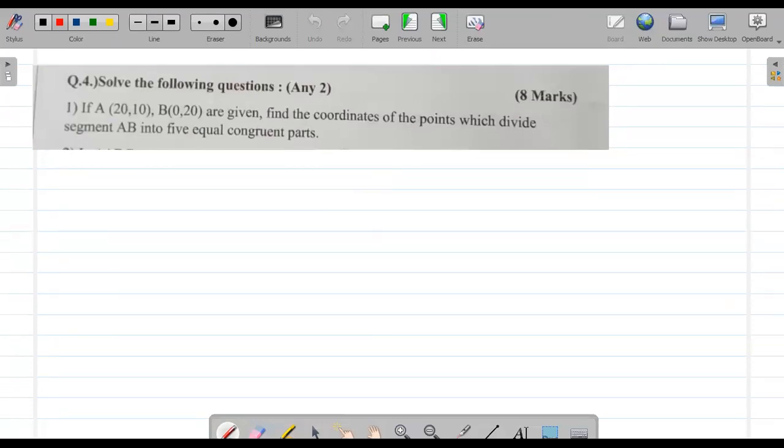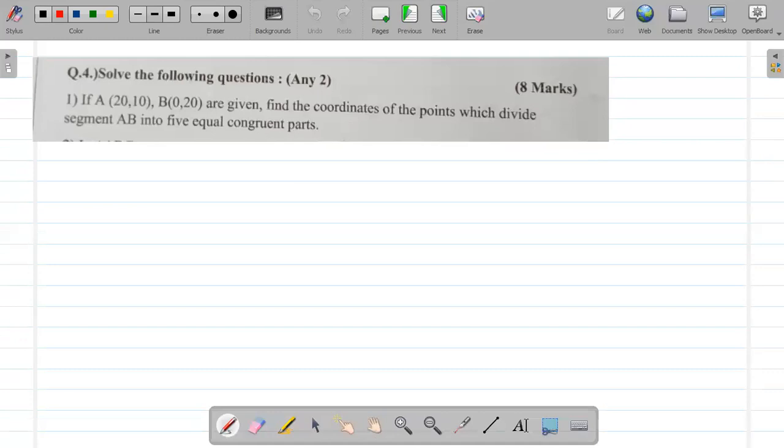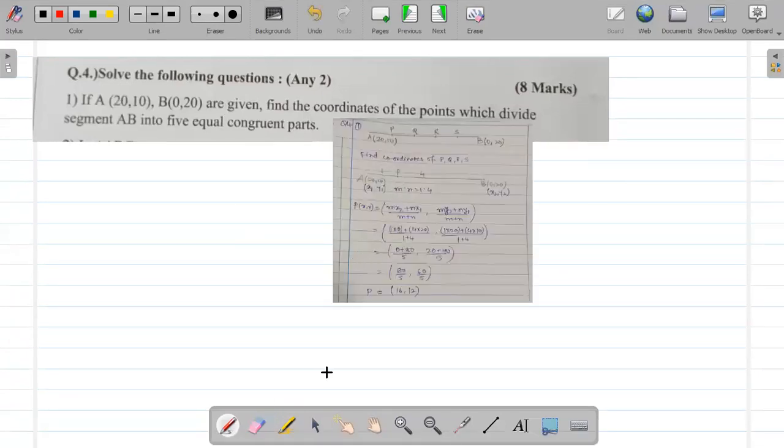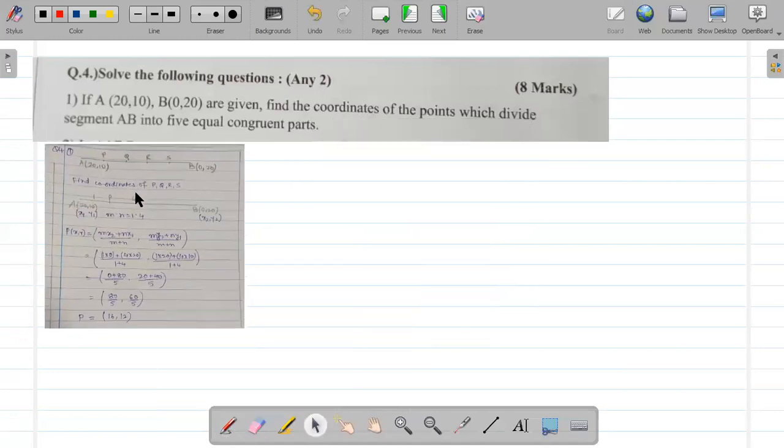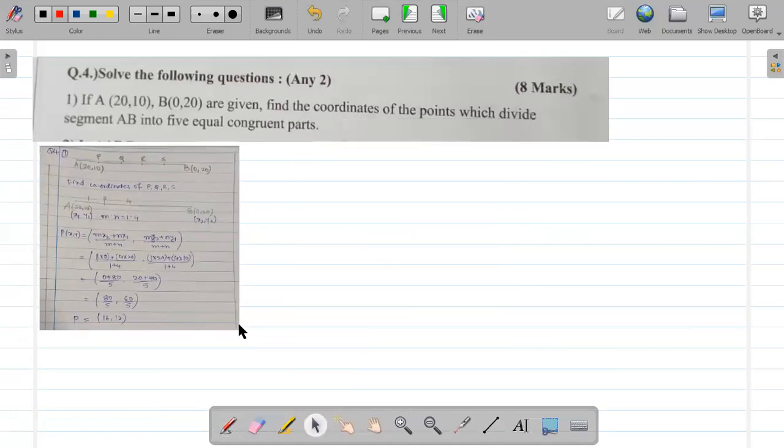This was again an easy question with a good number of marks, where you are just applying the section formula. Yes, we use the section formula here for question number 4, first one. So here we are given 2 points A and B, and we are asked to find the coordinates of points which divide it into 5 equal congruent parts.